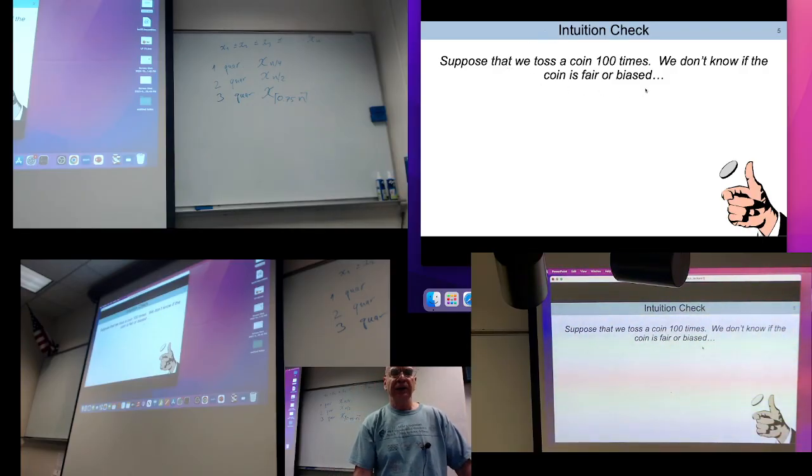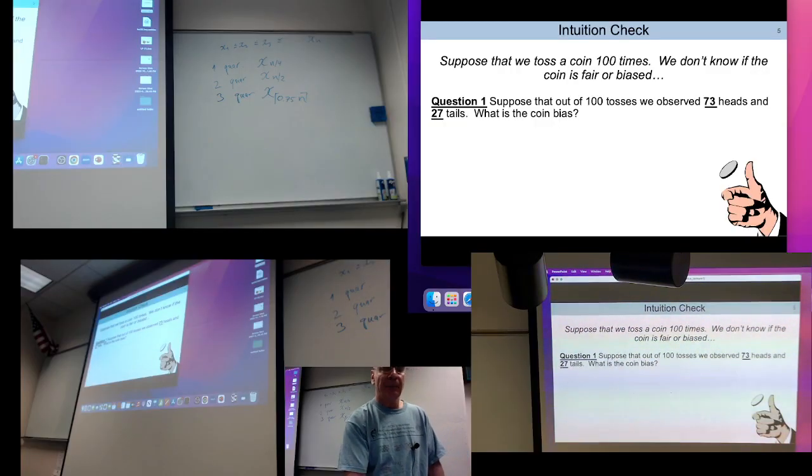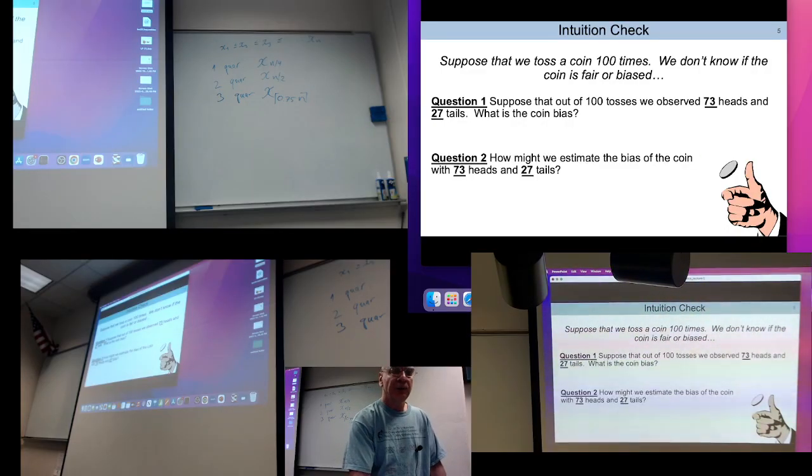Suppose we toss a coin 100 times. We don't know if it's a fair coin or not, but what do we know? What we know is that we have 73 heads and 27 tails. What could be the bias of the coin? Is the coin fair or not fair? I don't know, but I can assume some probabilities for it.